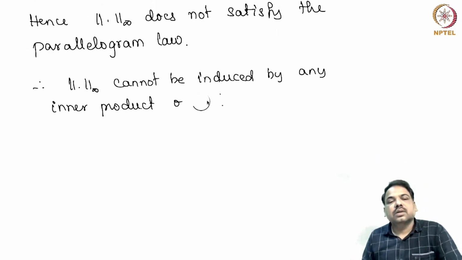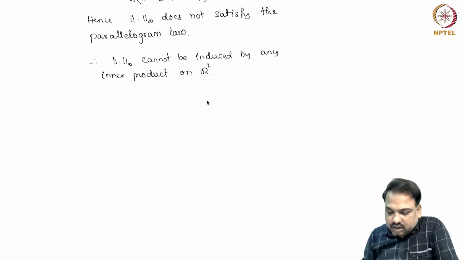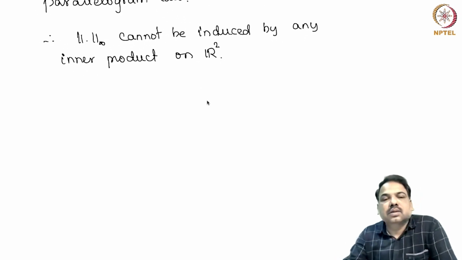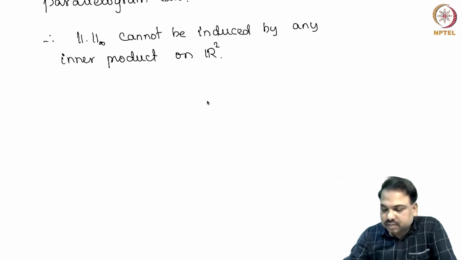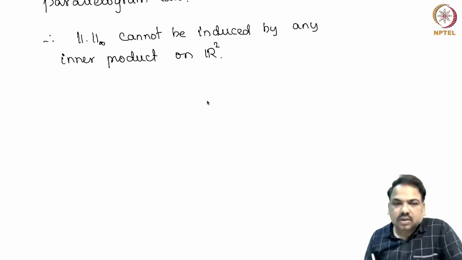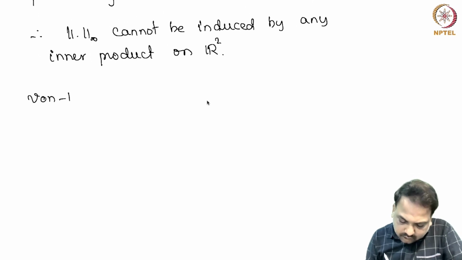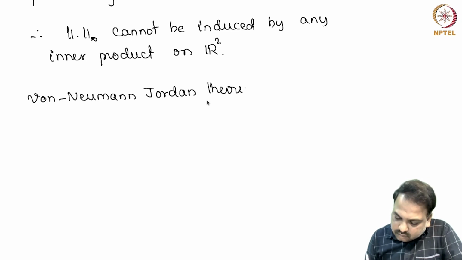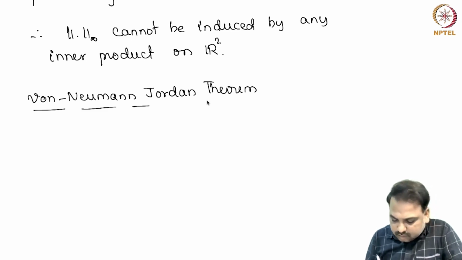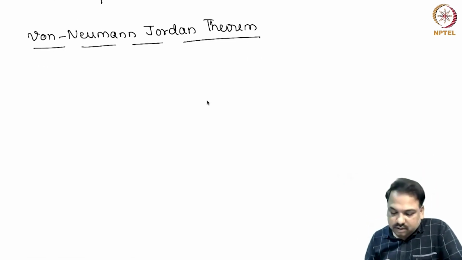Now we can ask the question: suppose we are given a norm which satisfies the parallelogram law, can we say that there exists an inner product which induces the norm? In fact, the answer is yes. This is known as the von Neumann Jordan theorem.